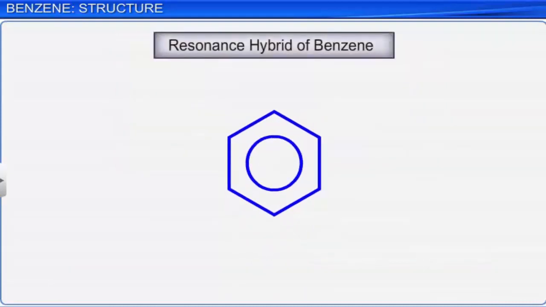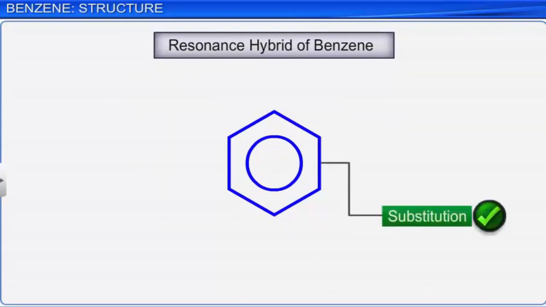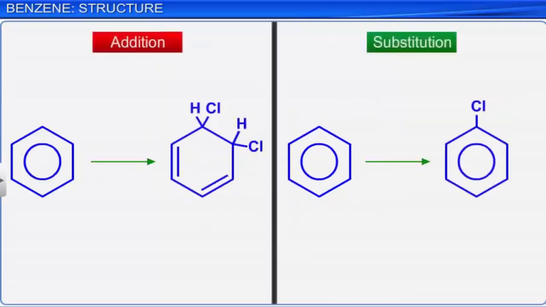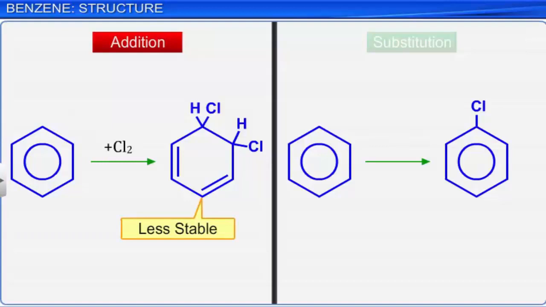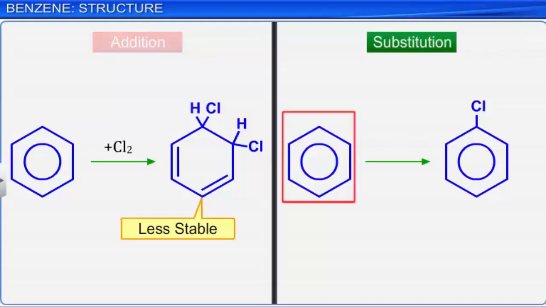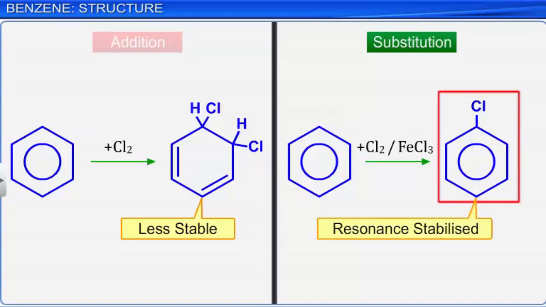Benzene undergoes substitution in preference to addition due to resonance. If benzene undergoes addition reactions, it loses its stability, as the product formed is not resonance stabilized and hence is less stable. On the other hand, if benzene undergoes substitution reactions, the resonance stabilized benzene ring is preserved in the product too. Therefore, benzene undergoes substitution reactions.